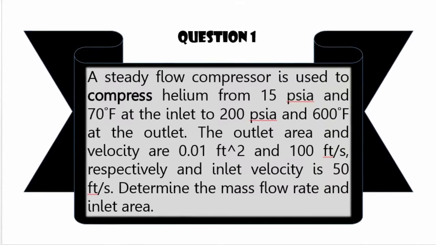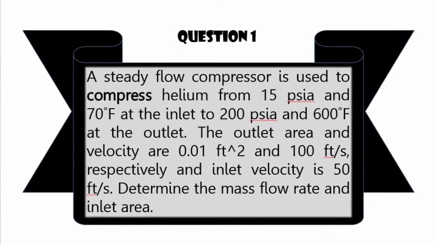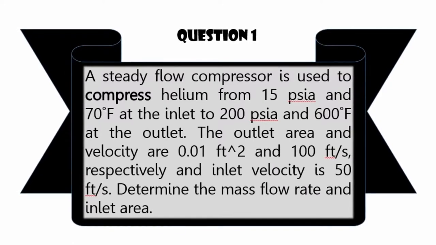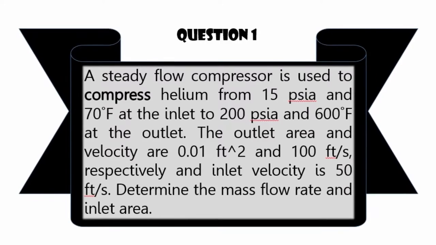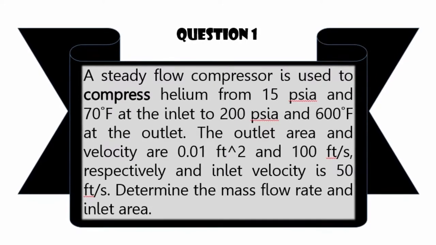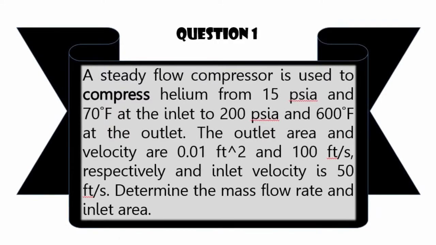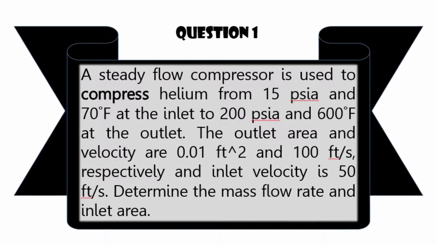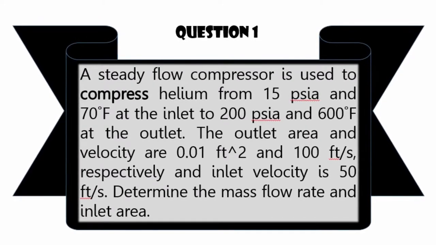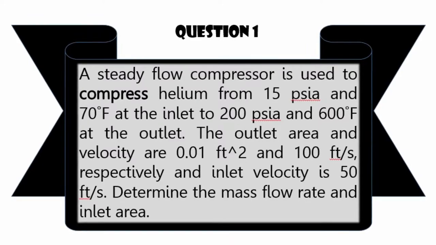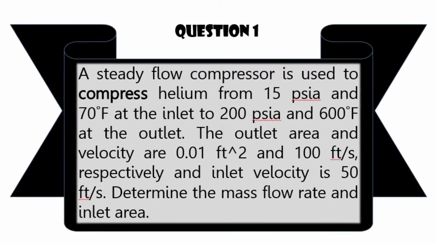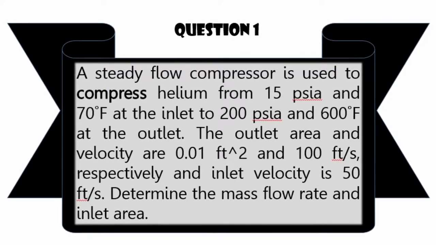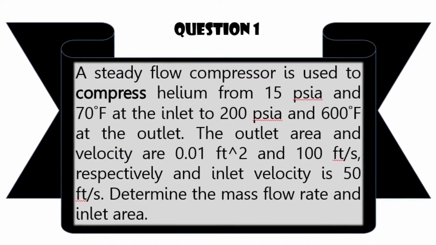Okay, so this is question one. A steady flow compressor is used to compress helium from 15 psia and 70 degrees Fahrenheit at the inlet to 200 psia and 600 Fahrenheit at the outlet. The outlet area and velocity are 0.01 square feet and 100 feet per second, respectively, and the inlet velocity is 50 feet per second. Determine the mass flow rate and inlet area.